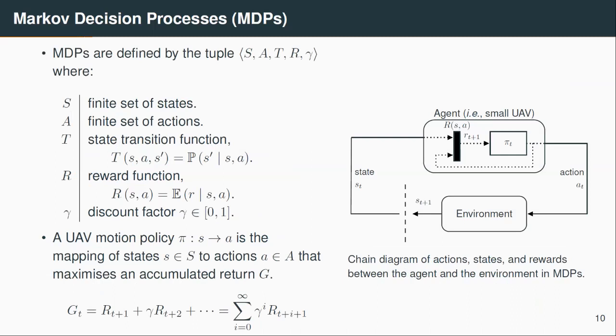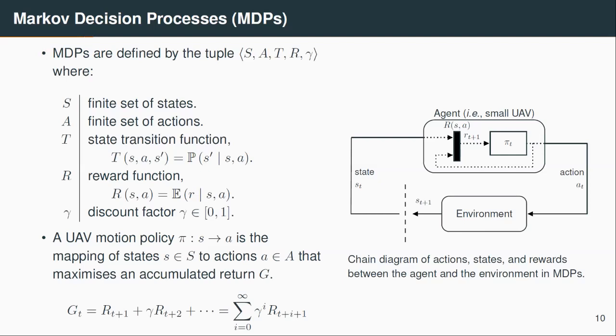Formal definition of MDPs are defined by the tuple that you can observe here, and is constituted by a finite set of states and a finite set of actions. We have the state transition function, which is a mechanism to model uncertainty in transition changes using probability distributions. We have our reward function, which is the expected reward that the agent can receive given a state and an action.